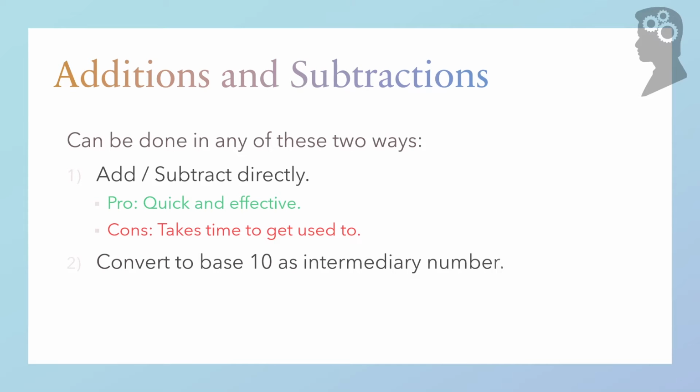The other way is to convert to base 10 as an intermediary number. So for example, if you have two numbers of base 5 you want to add together, we change the base 5 to base 10 first, only as an intermediary number, not as the final result. Once we have added the numbers in base 10, we convert it back to the desired number base. So the pro is that it is relatively easy because you already know how to convert bases.